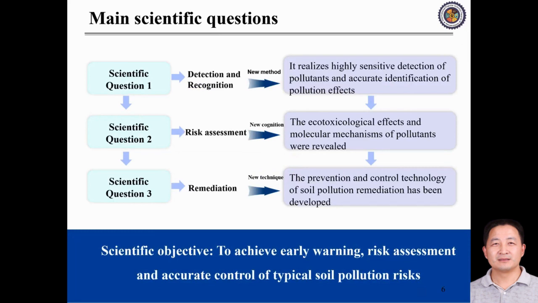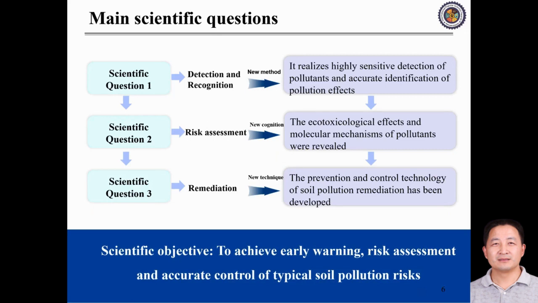Based on the above three key scientific issues, we have carried out a series of work on the detection and identification of soil pollution, risk assessment and control, and remediation. Highly sensitive detection of typical pollutants and precise identification of pollution effects have been realized. The ecotoxicological effects and molecular mechanisms of typical pollution have been revealed. Soil pollution remediation and control technologies have been developed.